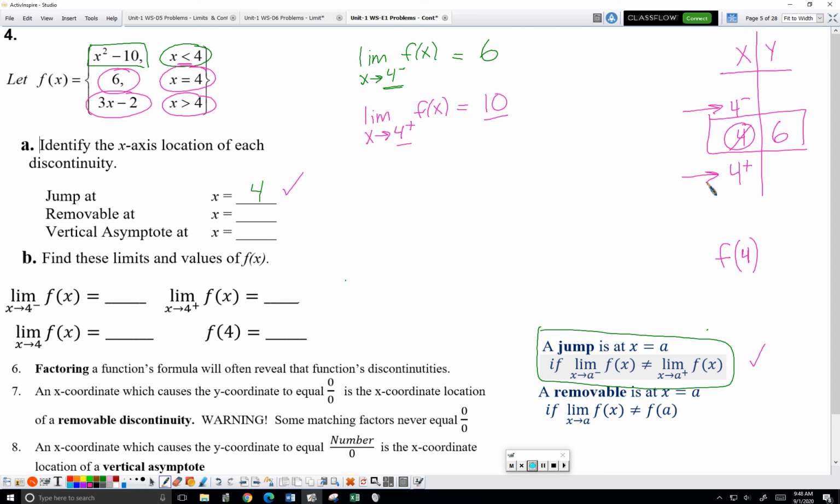It will come into play if there's a removable or not, because now I have to compare it to the actual function's value. Is that what you meant? Yeah. 3 more.